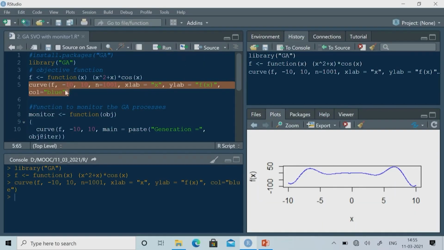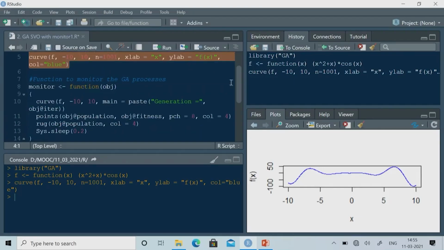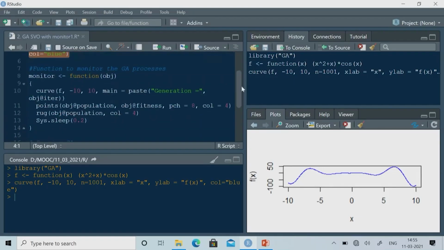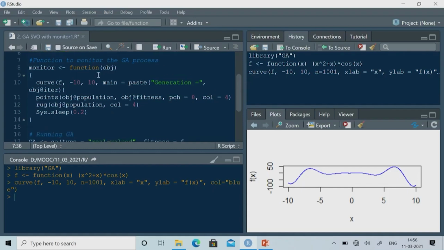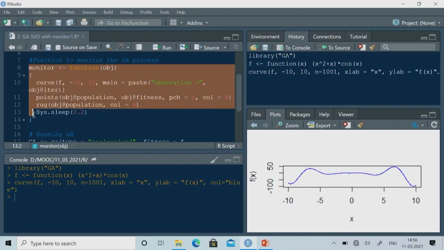So, I think up to this line we have already discussed, and I think now you are familiar with these two lines. Now, next, I would like to monitor the progress. Okay. So, monitor the progress of GA, or monitor the GA processes. Okay. So, now I would like to monitor the GA process, and for that I have to write this monitor function.